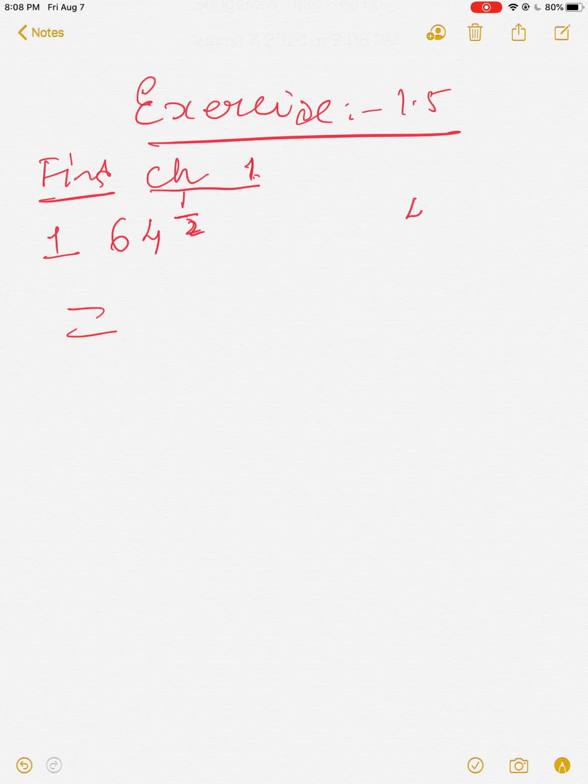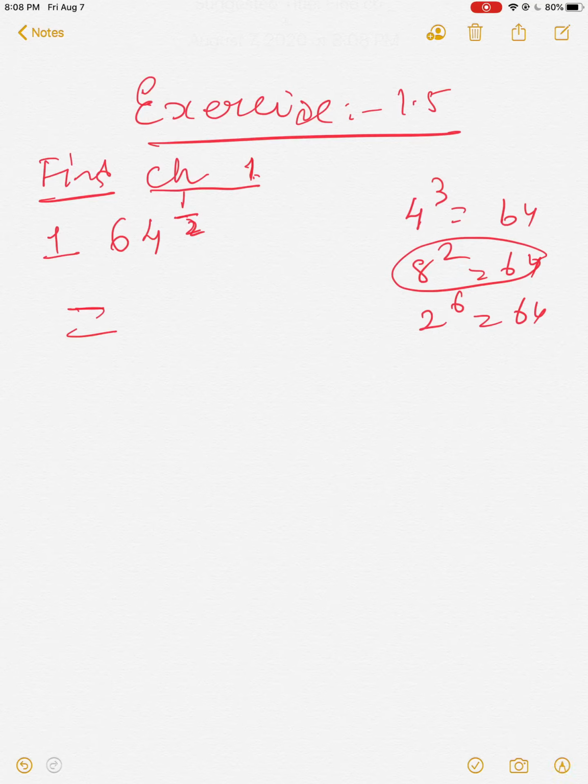Okay, 64 can be written as 4 cube is equal to 64. Okay, 4 into 4 into 4. In the same way, 8 square is also 64, and 2 raised to power 6 is also 64. But here I will be taking 8 square, I will be writing 64 in the form of 8 square. So 8 square raised to power 1 upon 2.